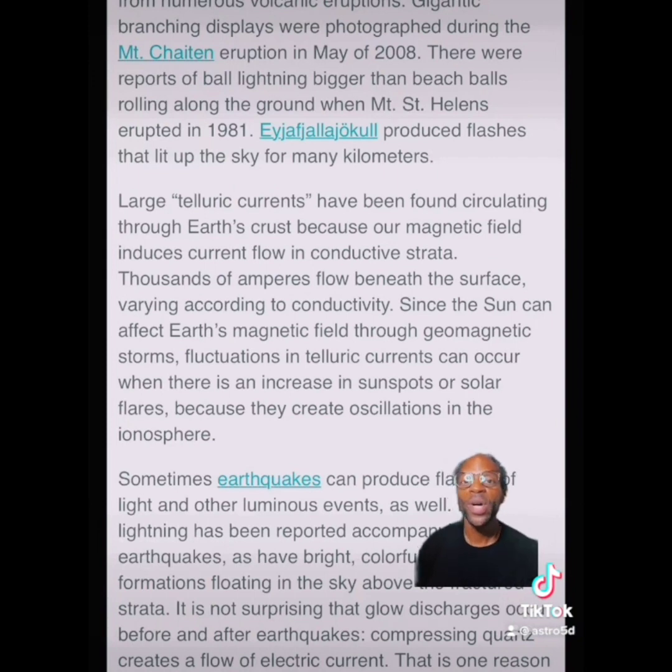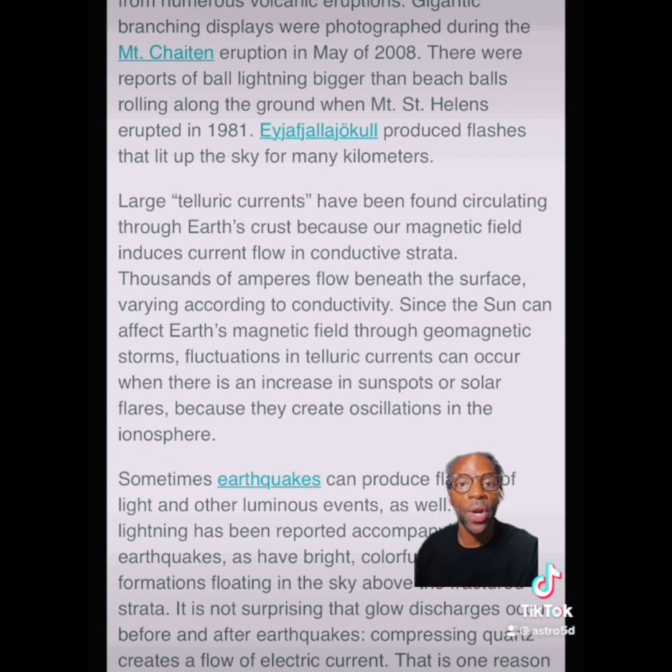Over the last 200 years of reporting, lightning has been seen in the ash clouds spewing from numerous volcanic eruptions. Gigantic branching displays were photographed during the Mount Shaitan eruption in May of 2008. There were reports of ball lightning bigger than beach balls rolling around the ground when Mount St. Helens erupted in 1981. And the Ilahalauku produced flashes that lit up the sky for many kilometers.